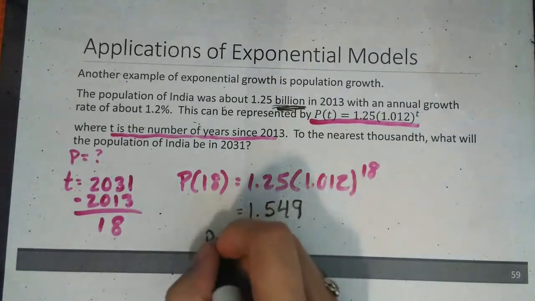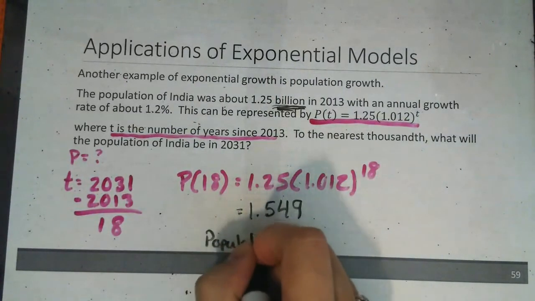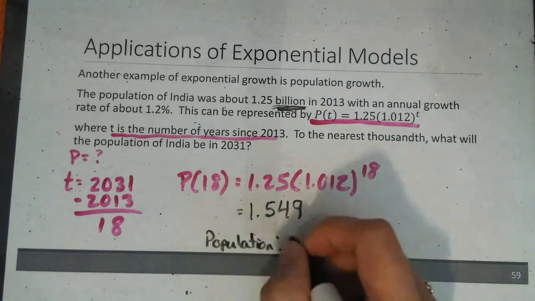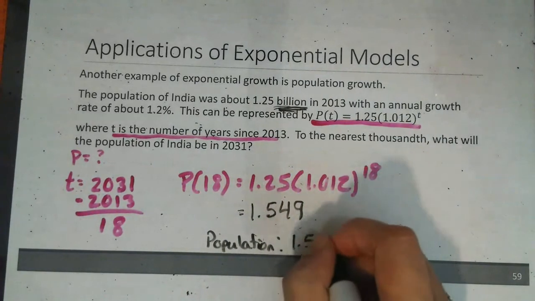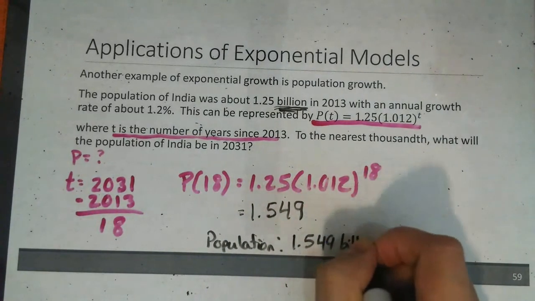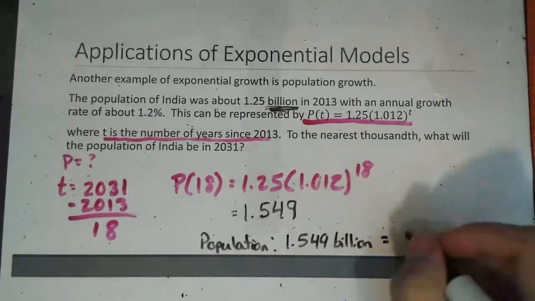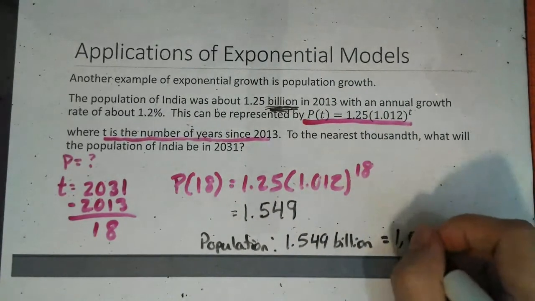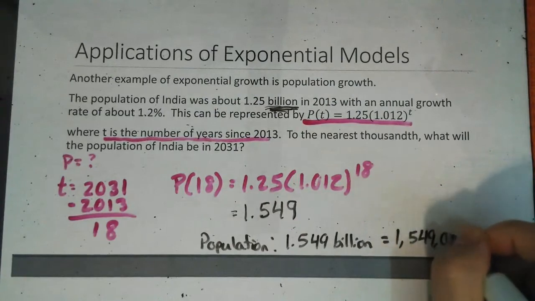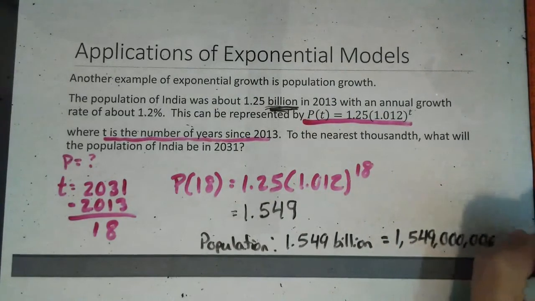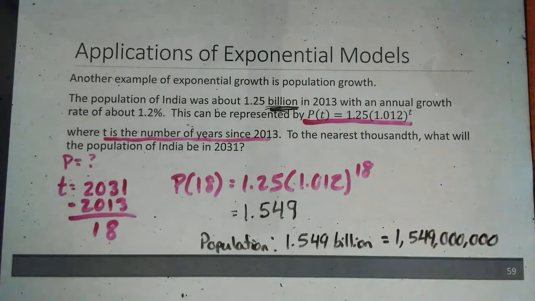So the population will be 1.549 billion, or if we write that as a standard number, it's 1,549,000,000 people. Make sure you're reading the question carefully, because I guarantee you there will be one that tries to trip you up on the homework.